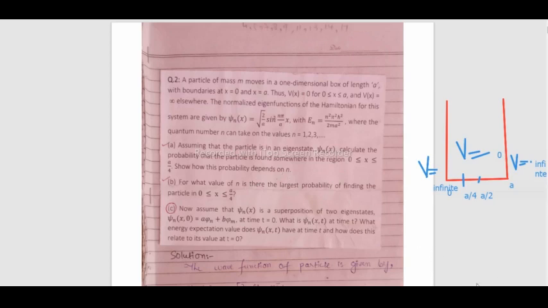What will be the first part? The wave function of the particle is given by psi of x equals root 2 upon a sine n pi x upon a, which is given in the question. So we are to find the probability of the particle from 0 to a upon 4. The lower limit will be 0 and the upper limit will be a upon 4, where a is the second boundary of the infinite square well. So we are to find the probability of the particle in the region from 0 to a upon 4.